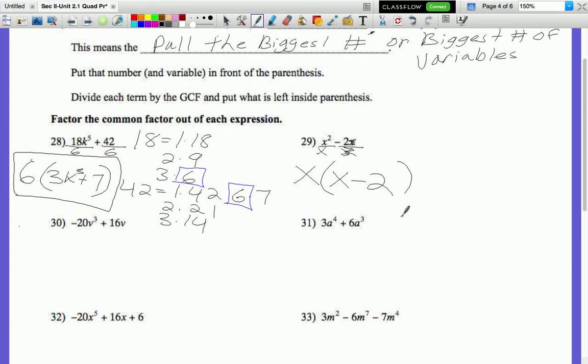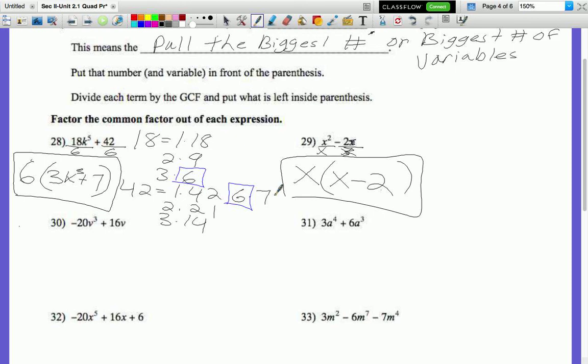Now, if I got the correct answer for the greatest common factor, all I would have to do is check to see if I distribute x back in. X times x is x squared. X times negative 2 is negative 2x. Guess what? I am correct. So with the greatest common factor, sometimes you're going to pull out the biggest number, and sometimes you're going to pull out the biggest number of variables. You have to check both.